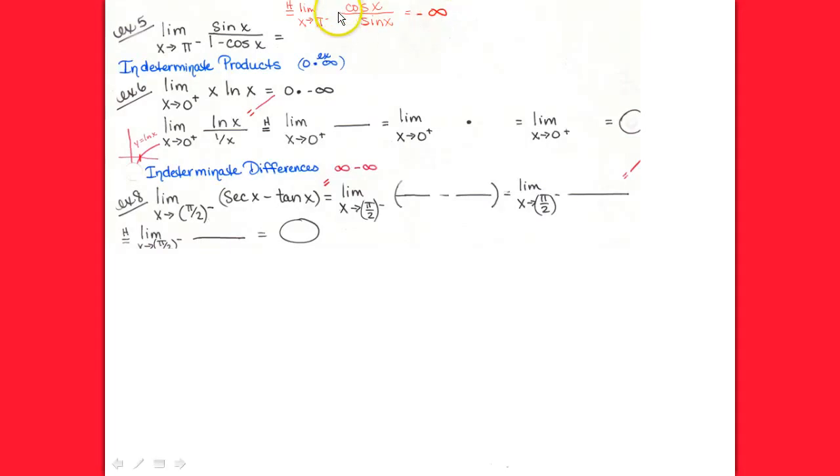This was a positive value, but down here, all of these values as we're approaching pi from the left are going to give me negatives, so positive divided by negative is going to give me a negative. I get a negative infinity. Look in the back of the book, and that is not what it says. That is not the answer to that problem. Why?